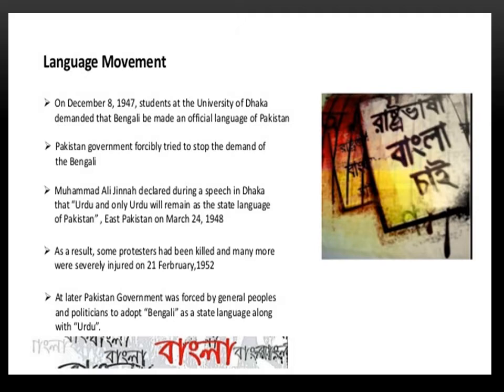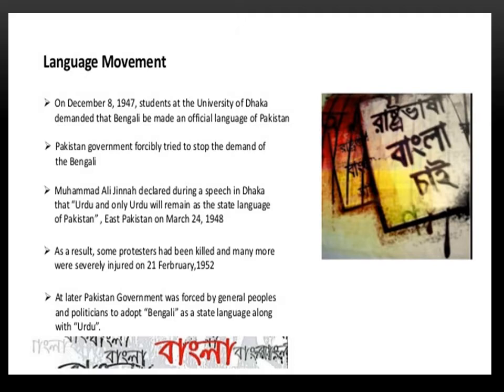On December 8, 1947, students at the University of Dhaka demanded that Bengali be made an official language of Pakistan. The Pakistan government forcefully tried to stop the demand of the Bengalis. Muhammad Ali Jinnah declared during a speech in Dhaka on March 24th, 1948, that Urdu and only Urdu will remain as the state language of Pakistan. As a result, some protesters had been killed and many more were severely injured on 21st of February 1952.